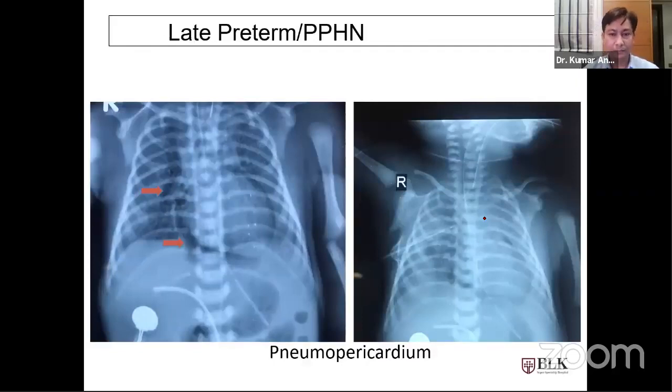One of the more dreaded complications of air leak is this case of a late preterm with PPHN on high ventilator settings. You can find that it started with the medial pneumothorax, and gradually air goes into the mediastinum, pneumomediastinum, and then it developed into pneumopericardium. So there was a lot of air in the pericardium and the patient was very sick.